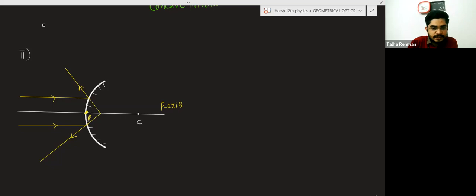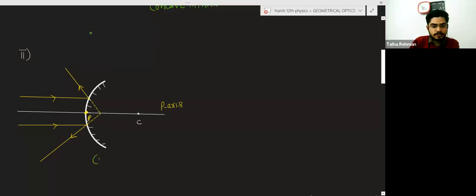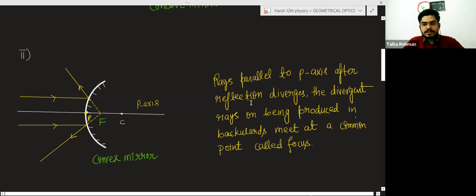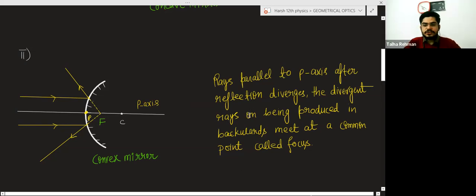Where these diverging rays, after being produced, meet will be the focus of the convex mirror. Suppose here is the center of curvature, and this is the principal axis. So now you can see the definition: rays parallel to the principal axis, after reflection diverge. The divergent rays, on being produced backward, meet at a common point called the focus.